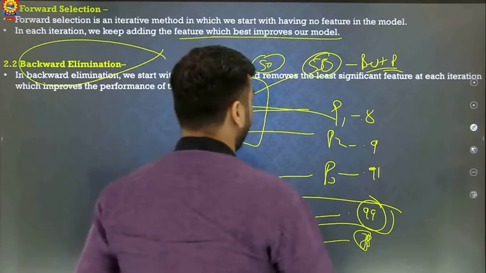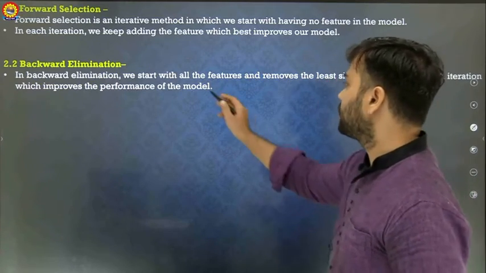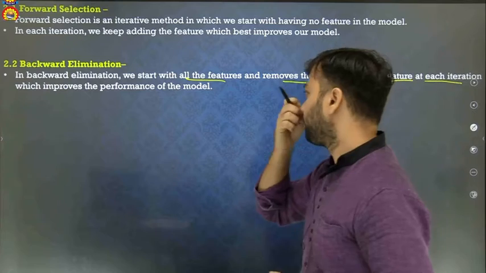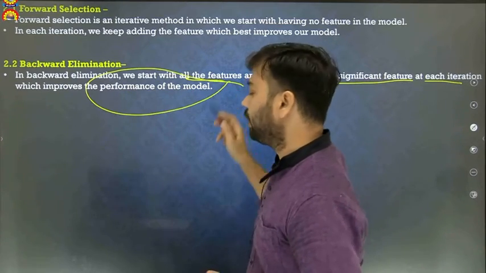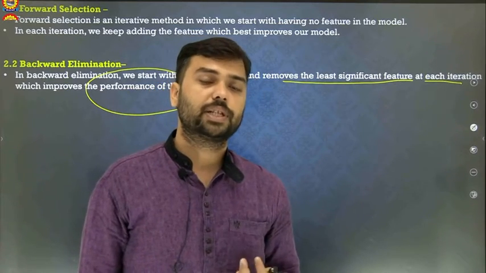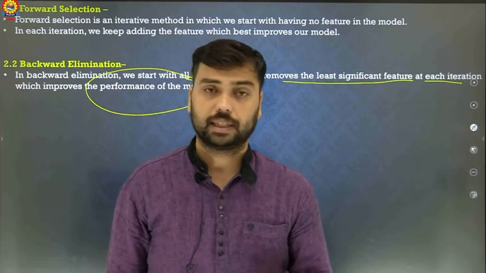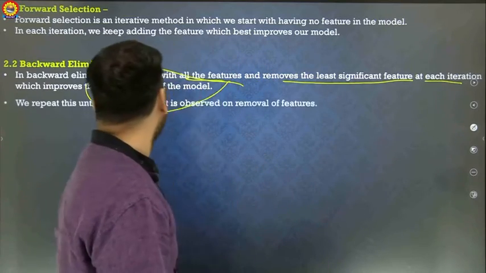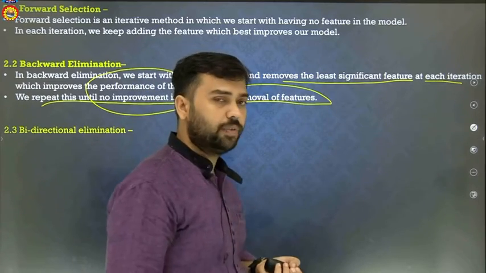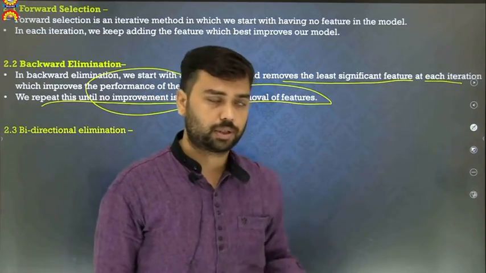So in backward elimination, we start with all the features and remove the least significant feature at each iteration, which improves the performance of the model. What is the least significant? Again, there are some ways of calculating the score. The least significant is the one not affecting the target value, and we remove that variable or feature. We repeat this until no improvement is observed. We continue iterating while performance increases. If performance starts to decrease, then stop the process.